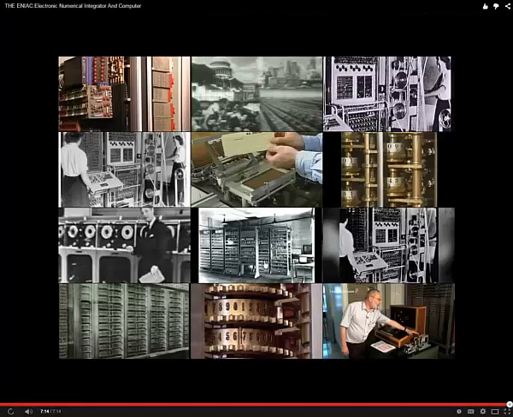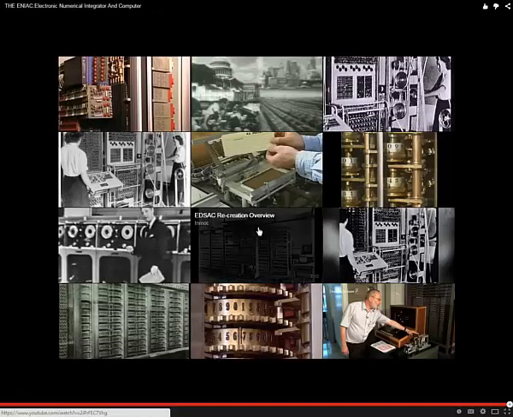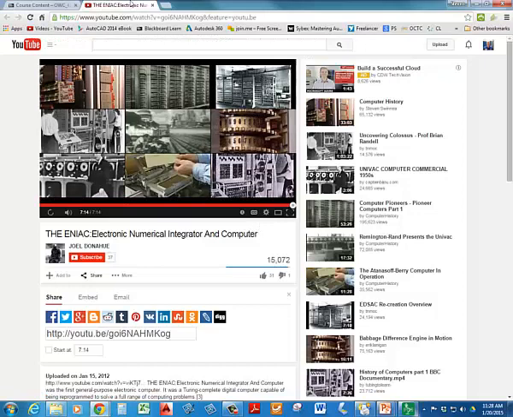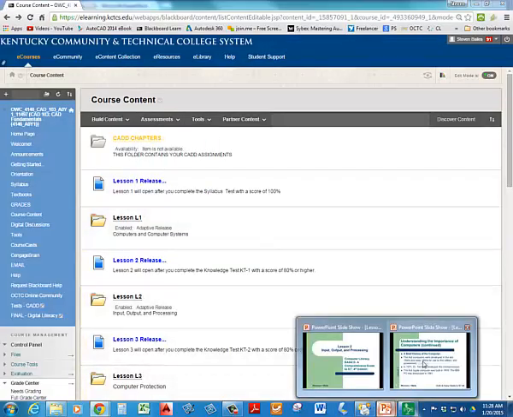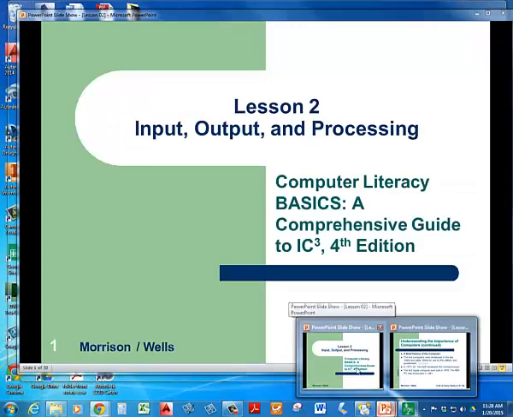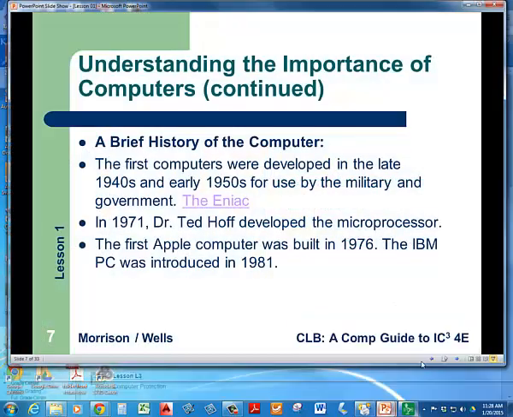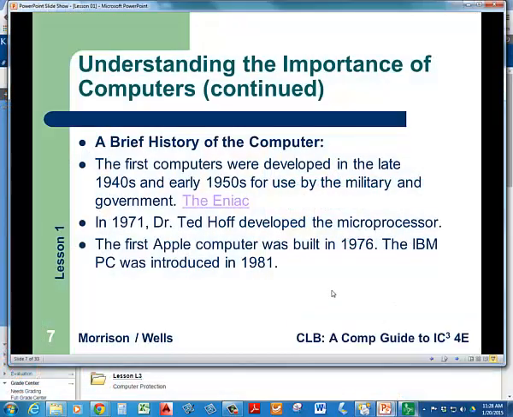Okay. That gives you a little snapshot of the ENIAC, and you get to see firsthand its operation, what it looks like. There's a lot of really good videos out there on YouTube showing the ENIAC in operation, and a lot of others, and that was just one I pulled in.